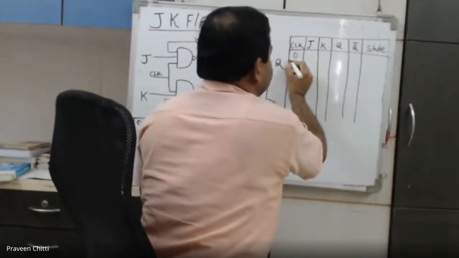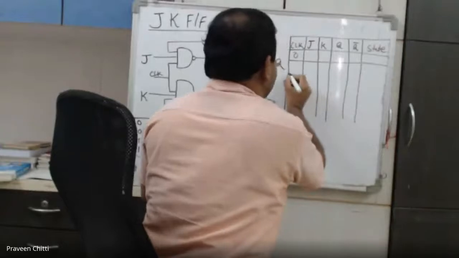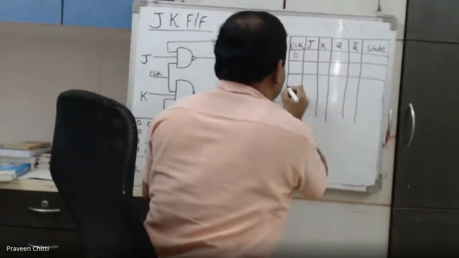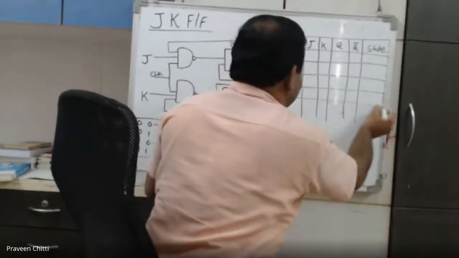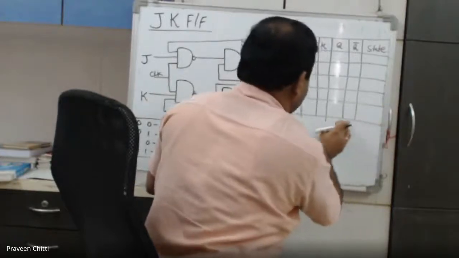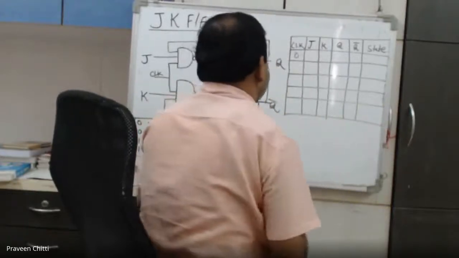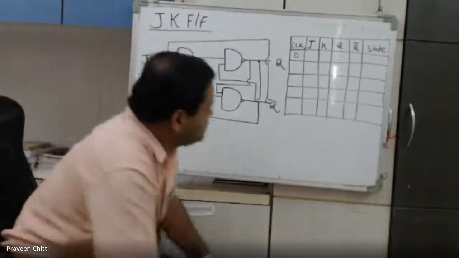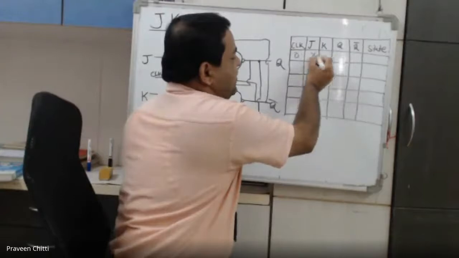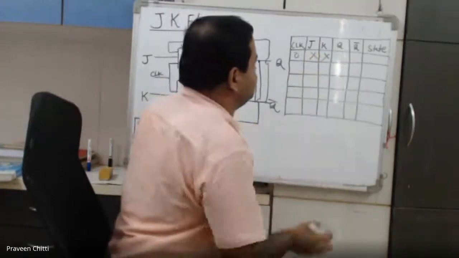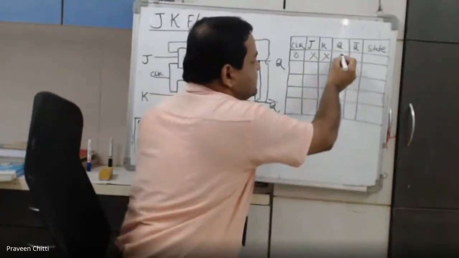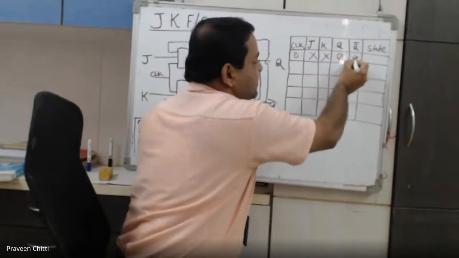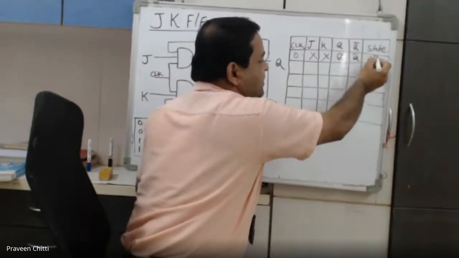So whenever the clock is not there, we'll see, and when we apply the clock, what will be the output? That's what we are going to check. So in the absence of the clock, what happens? Irrespective of J and K, or whatever may be the values, in the absence of the clock, Q remains Q only, Q bar remains Q bar, and that is no change.